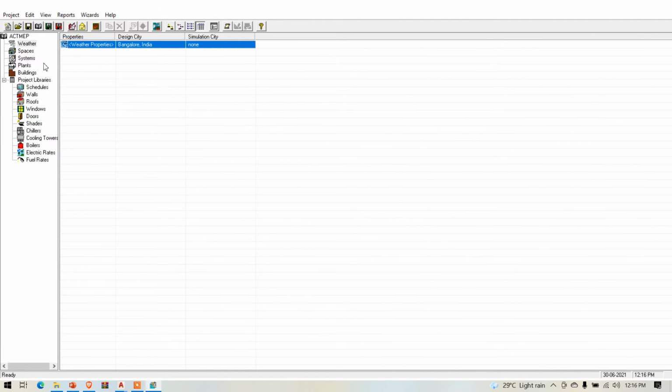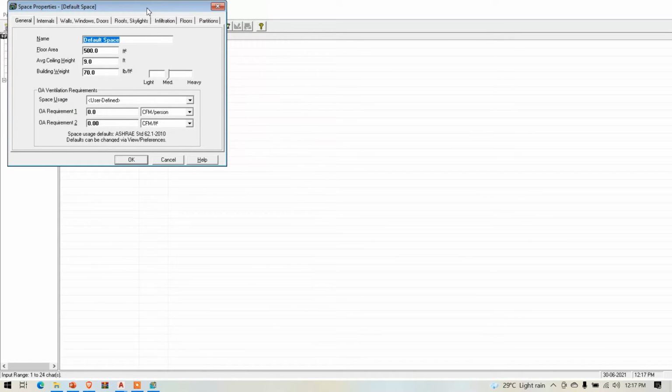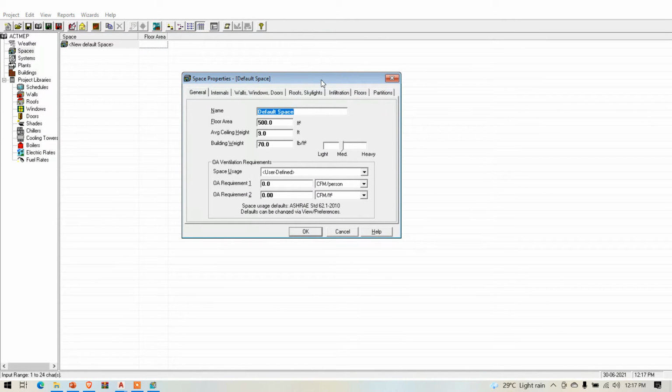Okay, so next, coming to the spaces. Now the weather report is done, so we can go to the spaces report. Under the spaces report, select New Default Space. This is one of the very important steps. When we do the load calculation, first we have to give the input to the software depending on our project application. Based on that we provide all the inputs, and then you will get the output result.